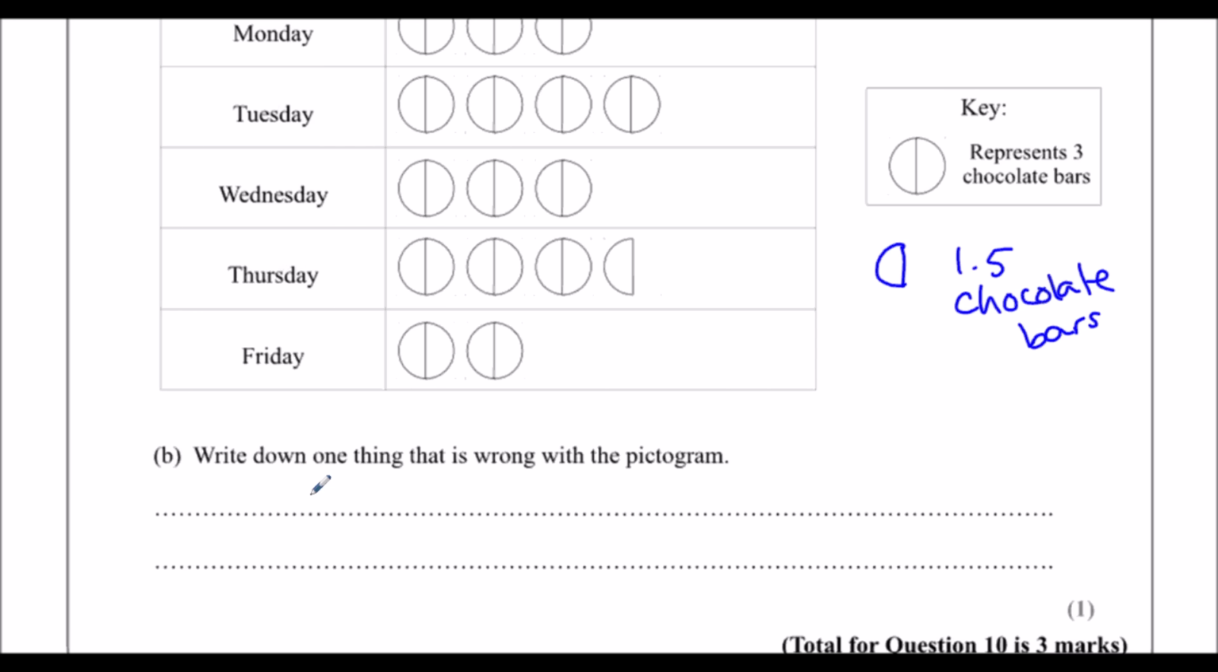So on Thursday, the number of chocolate bars sold is not a whole number.